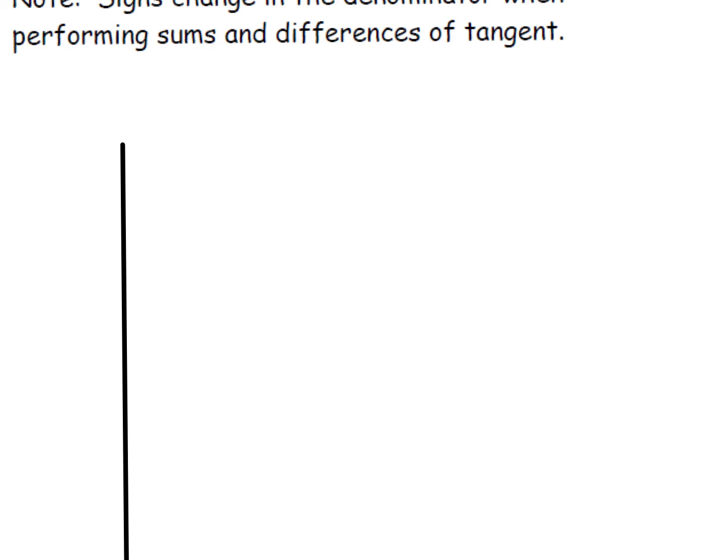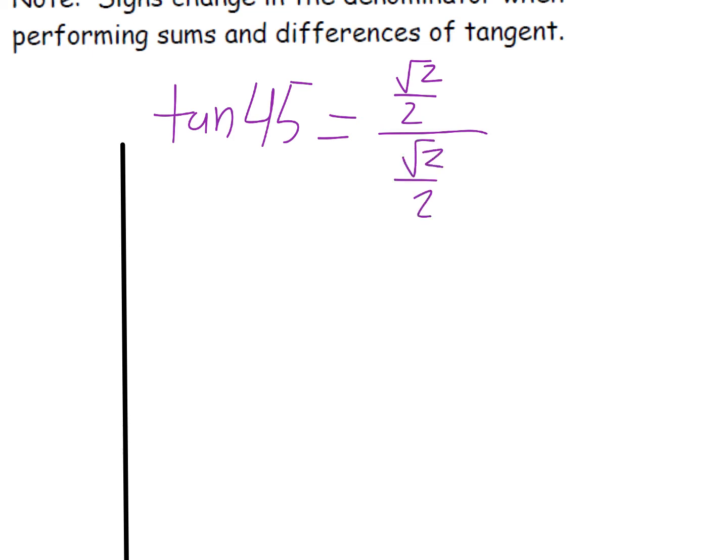So the tangent of 45 is essentially going to be my sine over cosine. The sine of 45 is root 2 over 2. The cosine of 45 is root 2 over 2. Anything over itself is always going to be 1.